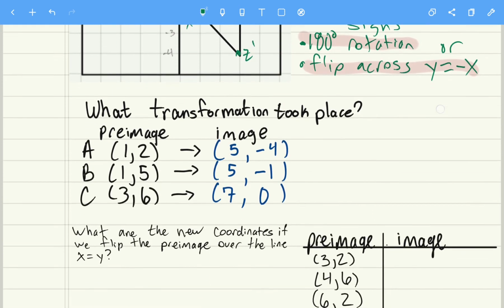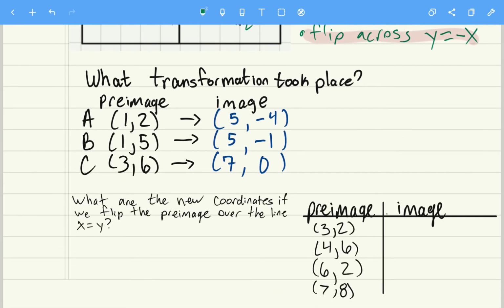Let's look at another example. Now we're given the coordinates and we want to figure out what transformation took place. I don't see anything staying the same, so I'm going to assume it's a translation. So I don't see 1 and 2 in the image. That's a good hint that you're dealing with translation, because with reflection and rotation, x and y are still going to be present in your image. They might change signs or be flipped, but you'll still see them. So this is likely a translation.